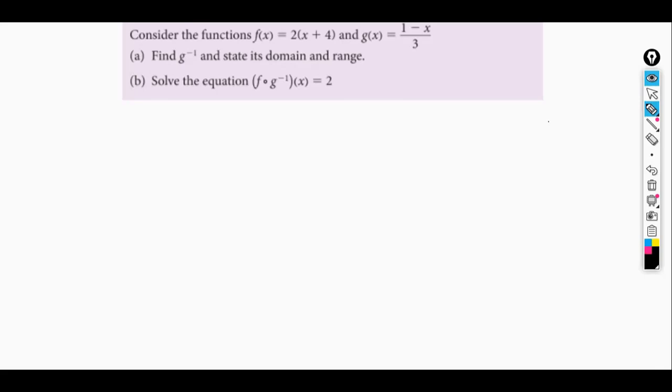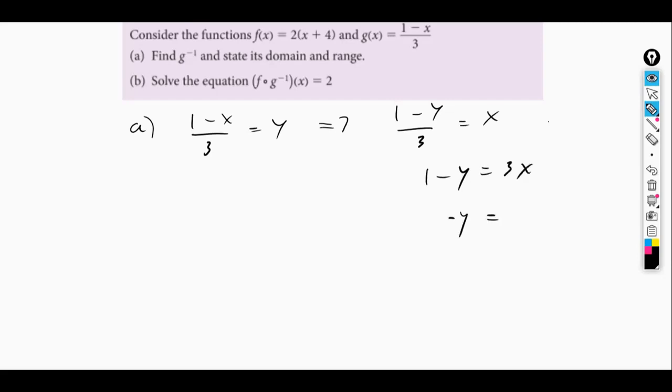So this is the same as usual, right? We say 1 minus x over 3 is equal to y. Exchange y and x, I'm going to get that 1 minus y over 3 is equal to x. Therefore, 1 minus y is equal to 3x. Then minus y is equal to 3x minus 1. Therefore, y is equal to 1 minus 3x. And this is the inverse of g, so we have to write it properly. Inverse of g equals 1 minus 3x.